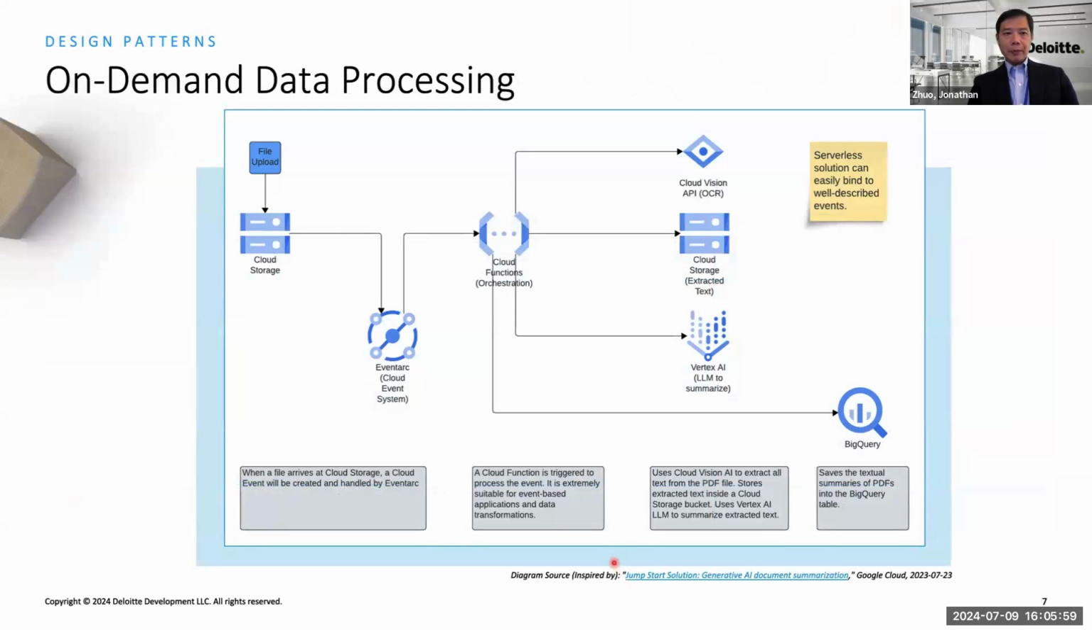And this reference architecture is based on the on-demand data processing design pattern. You can see when a file arrives at Cloud Storage, a cloud event will be created and handled by Eventarc. A Cloud Function is triggered to process the event. It is extremely suitable for event-based applications and data transformation.